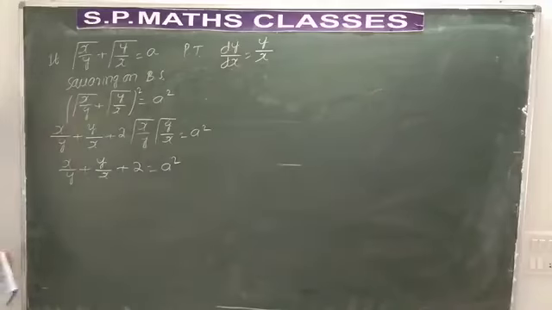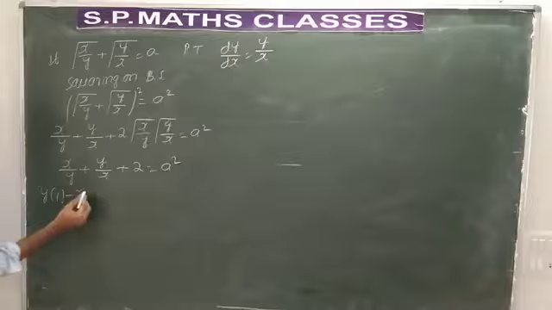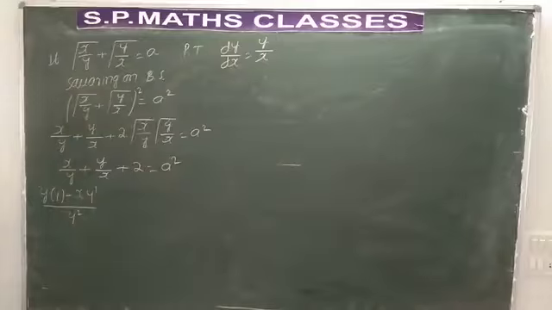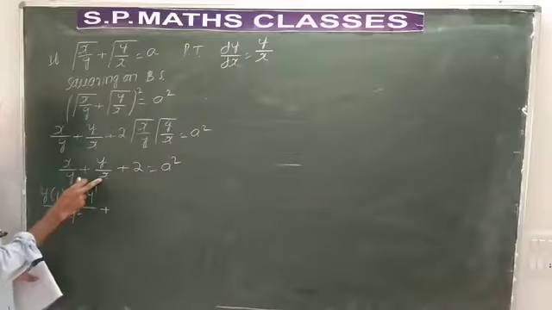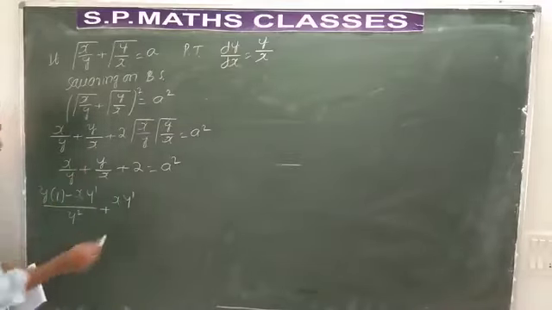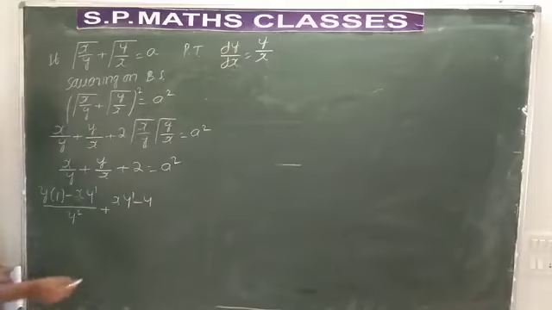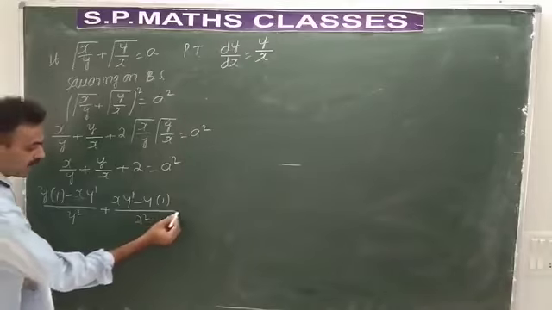Now we need to differentiate this. Differentiate this: denominator derivative of numerator minus numerator derivative of denominator y dash, divided by denominator the whole square. It is y square. Plus again you have to differentiate this. Apply quotient rule: denominator derivative of numerator minus numerator derivative of denominator, by denominator the whole square.